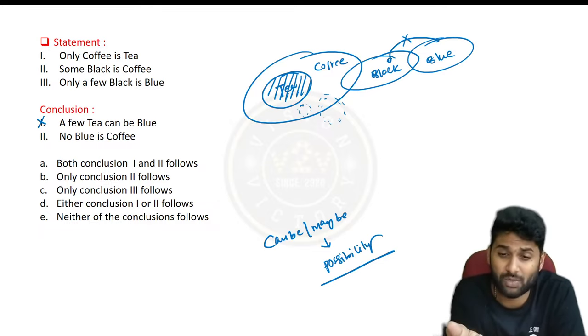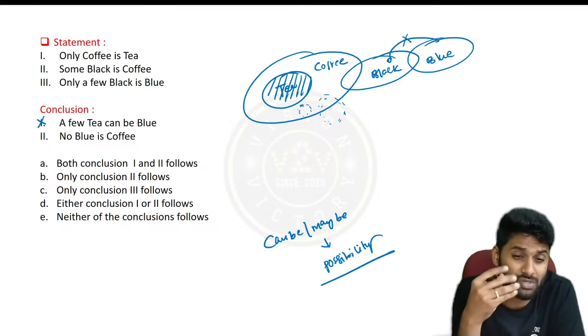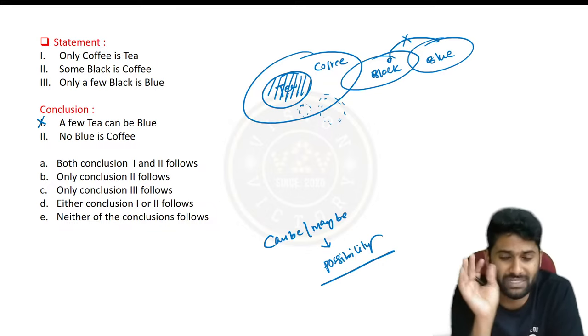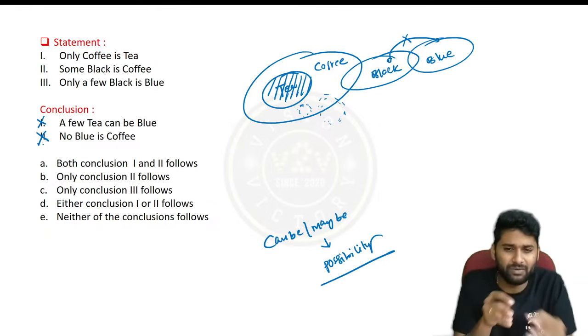Now, we can assume all blue can be a coffee. But we cannot assume all coffee can be a blue. That's why "no blue is coffee" is invalid. Why? Because we can say there is a relation between coffee and blue.